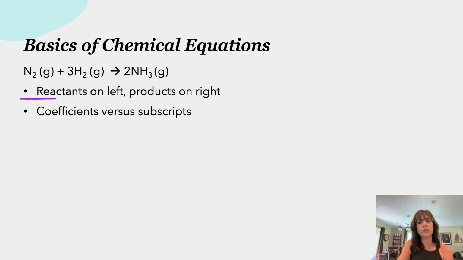There are two different numbers you'll notice in an equation. There's coefficients and there's subscripts. Coefficients are the big numbers in front of a formula. Subscripts are the little numbers in the formula.